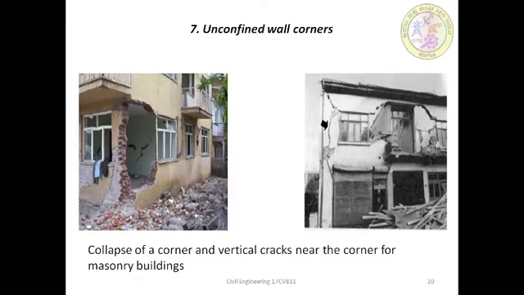If there were vertical confinement elements at the corners, then these elements would have contributed to the earthquake resistance of the wall. The second part of the figure shows the separation of adjacent walls due to the concentration of stresses at the building corners and the poor connections of the wall. Both figures show the collapse of the corner and vertical cracks in masonry buildings.